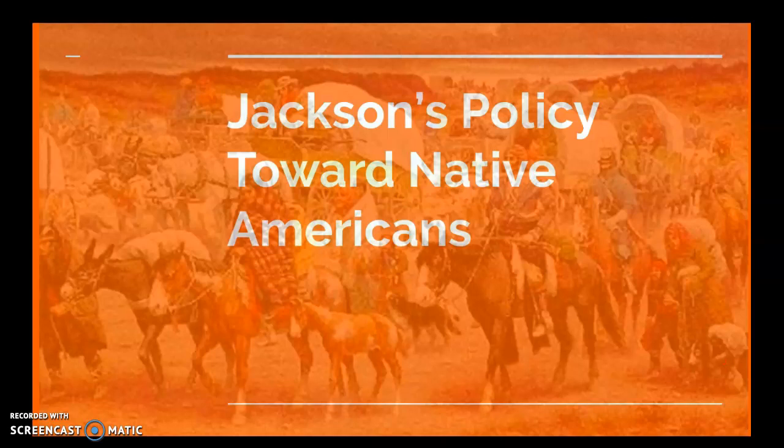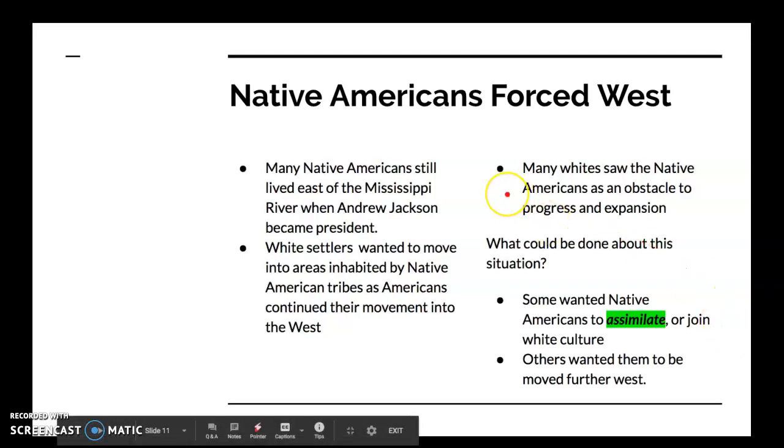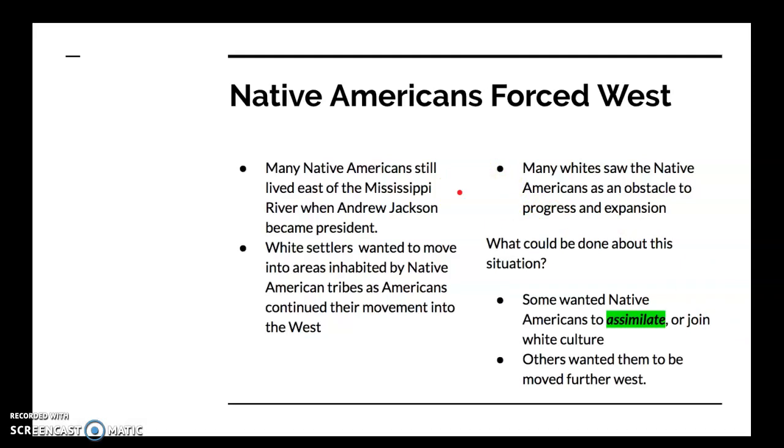So, what was Jackson's policy toward Native Americans? Well, Native Americans are going to be forced west at this time. When Andrew Jackson took office, many Native Americans still lived east of the Mississippi River. White settlers wanted to move into areas that were, at the time, inhabited by Native American tribes as Native Americans continued their movement into the West. So this pressure for tribes to move to the West, to give up their lands to white settlers, is only going to increase during the presidency of Andrew Jackson.